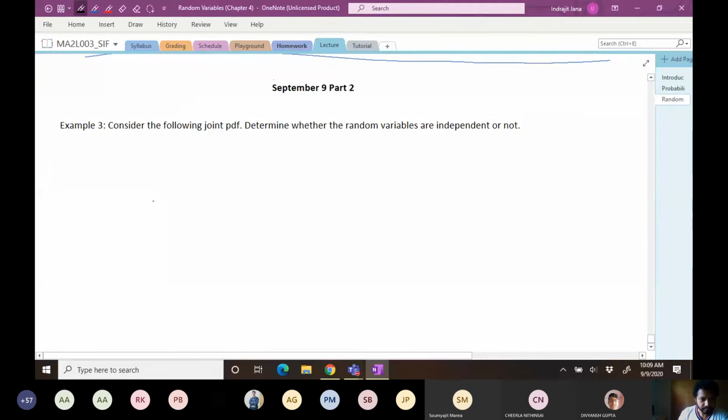Okay, the joint PDF that we are given is f(x,y) is equal to c x e to the power negative y, where c is some constant, when y is between 0 and infinity, and x is less than y and bigger than 0.